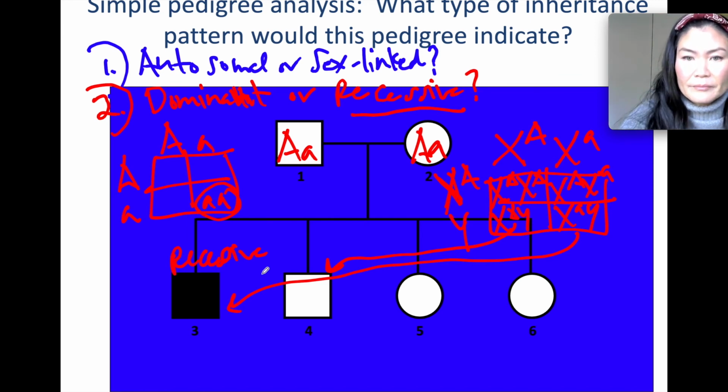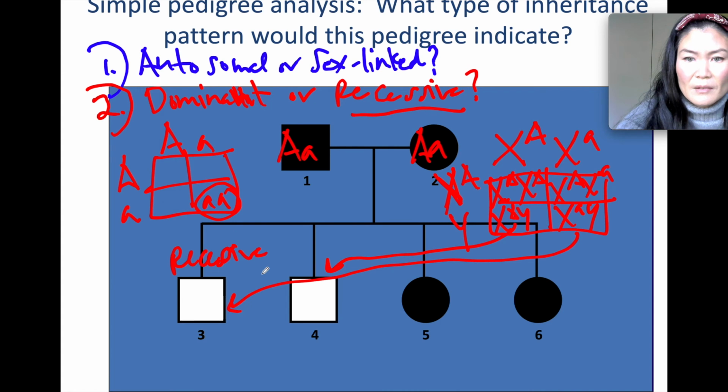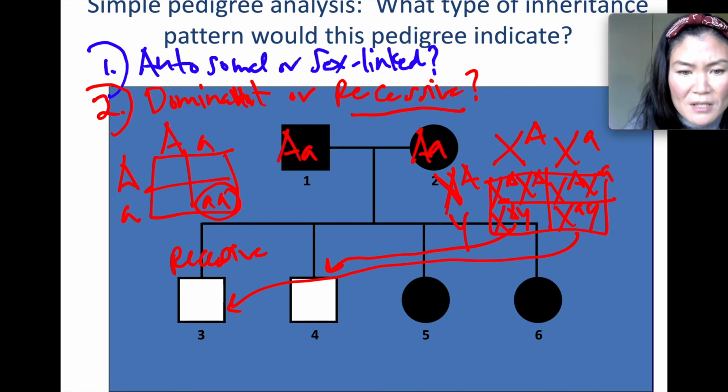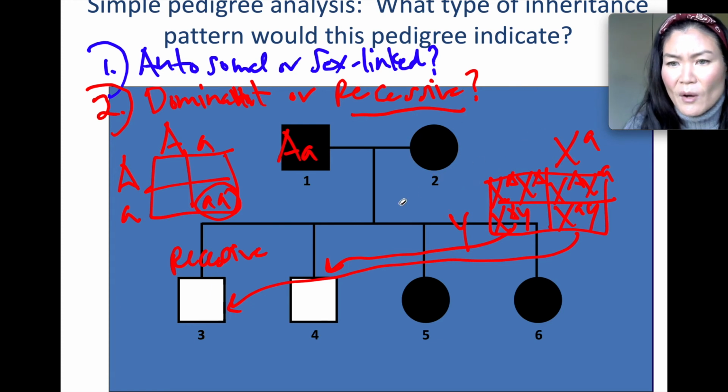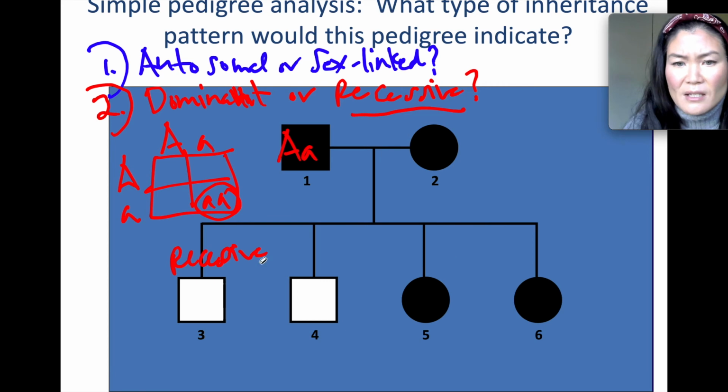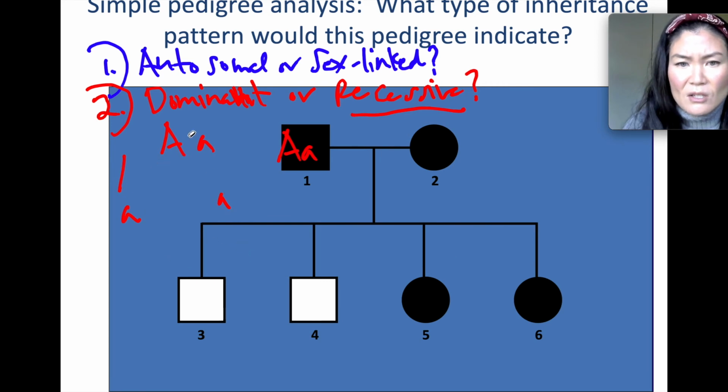Okay? What about the next one? What type of inheritance pattern is this? You are going to see questions like this probably on the AP exam and on my test as well. I'm going to give you pictures of pedigrees. What type of inheritance pattern is this? Is it autosomal? Is it sex-linked? Is it recessive? Is it dominant?